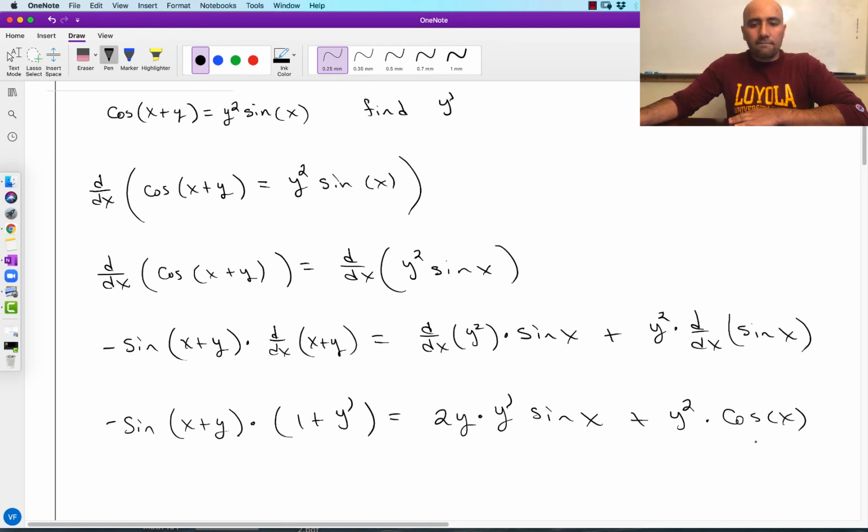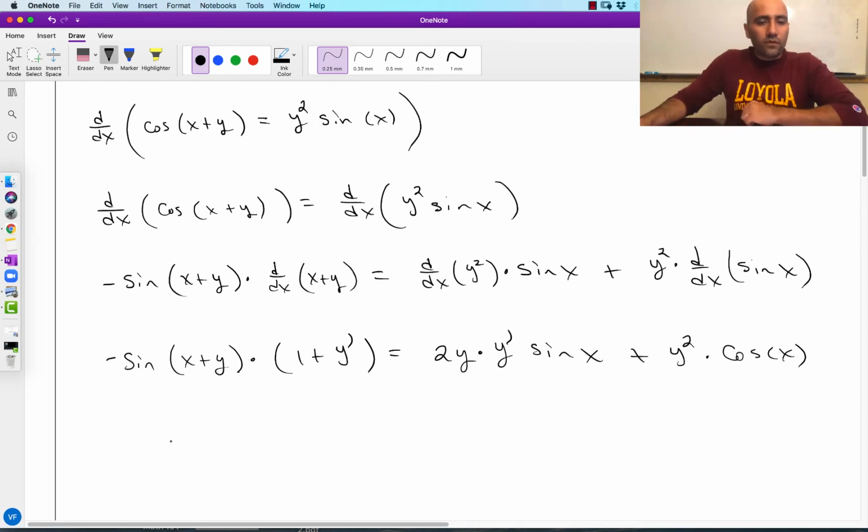Cosine x. Good. Okay, so now remember, we're trying to isolate the y prime. That's what we wanted to solve for. So let's distribute this negative sine of x plus y, and then move all the terms with a y prime to one side, all the terms that don't have a y prime to the other side.